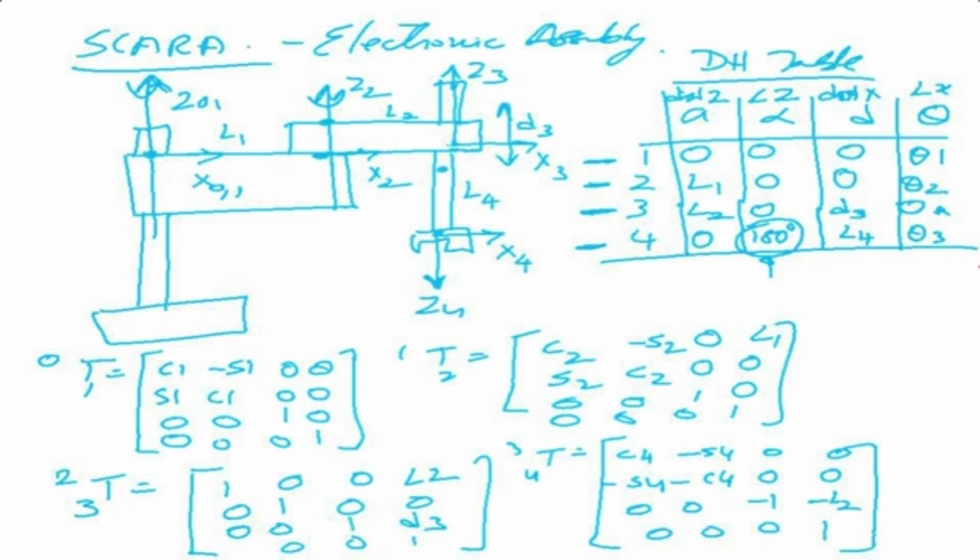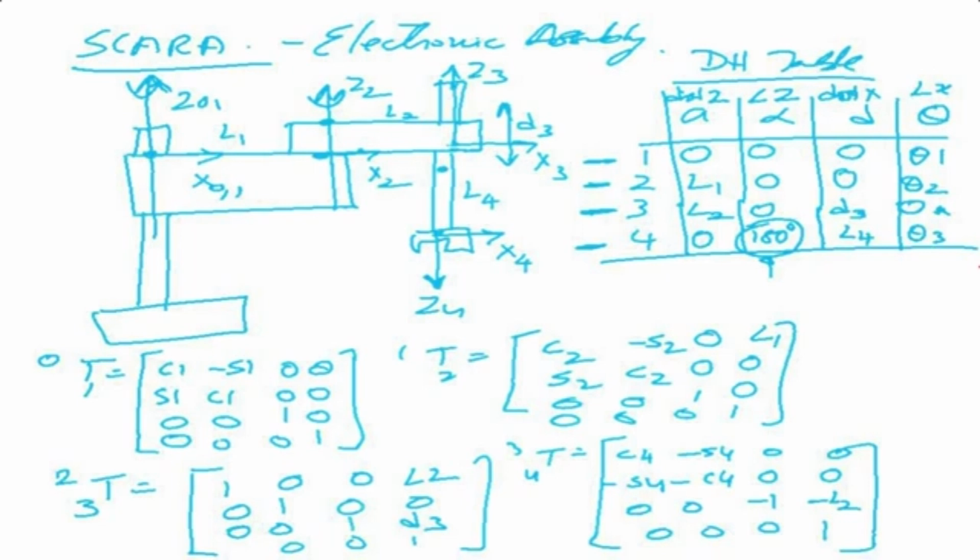Now what we need to do is write the matrices. The first matrix is T 0 to 1. This is very easy because you can see that the 0 axis and the first axis frames are the same. So here I'm going to write cos theta 1, minus sin theta 1, 0, 0; sin theta 1, cos theta 1, 0, 0; 0, 0, 1, 0; and 0, 0, 0, 1. What the program would do is take the first row, put it in the generalized matrix and get this.